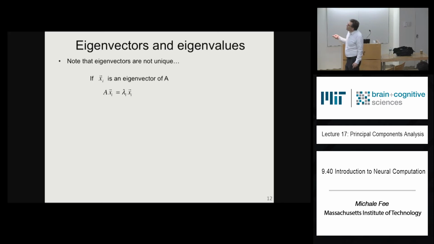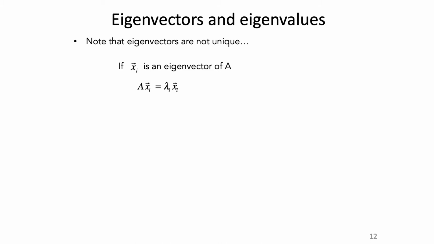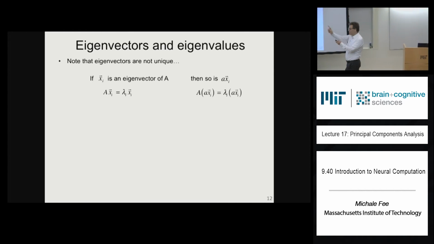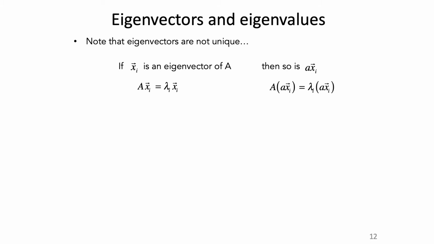Okay, so eigenvectors are not unique. If x is an eigenvector of A, then any scaled version of x is also an eigenvector, right? Remember, an eigenvector is a vector that when you multiply it by a matrix, just gets stretched and not rotated. What that means is that any vector in that direction will also be stretched and not rotated. So any scaled version of an eigenvector is also an eigenvector.